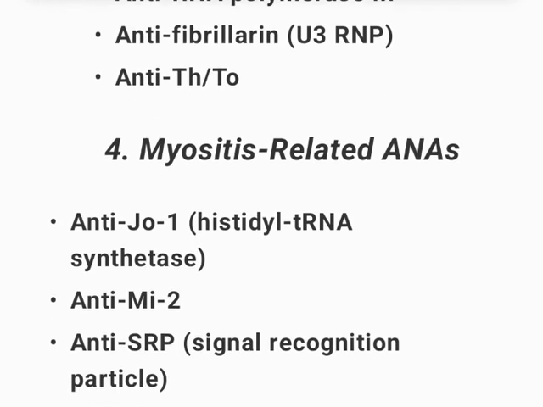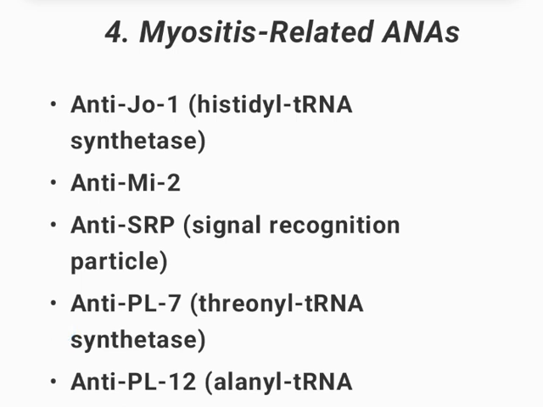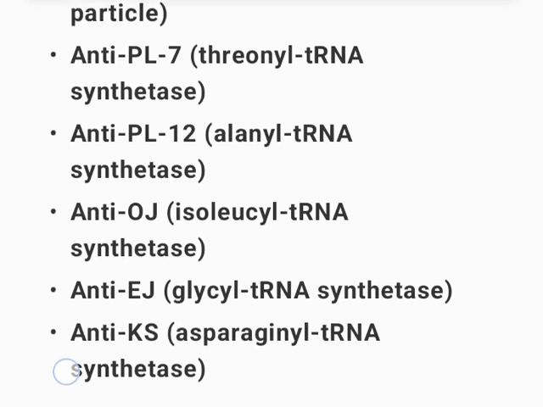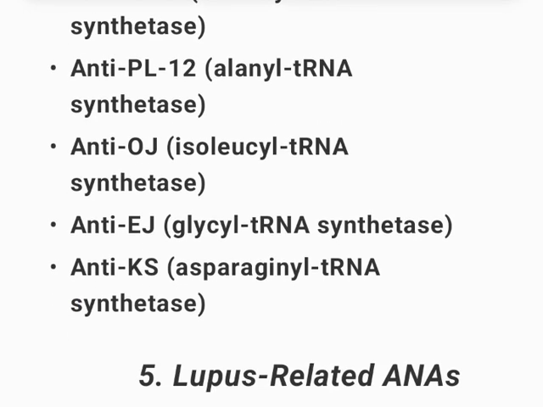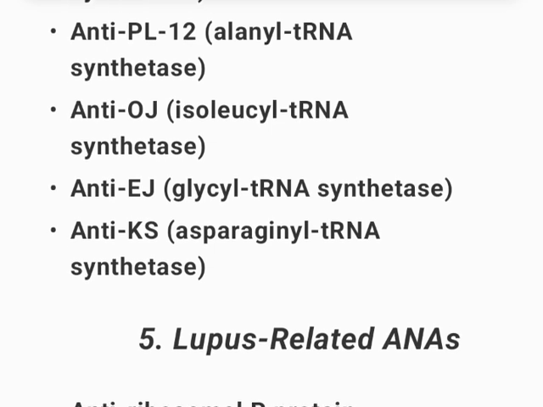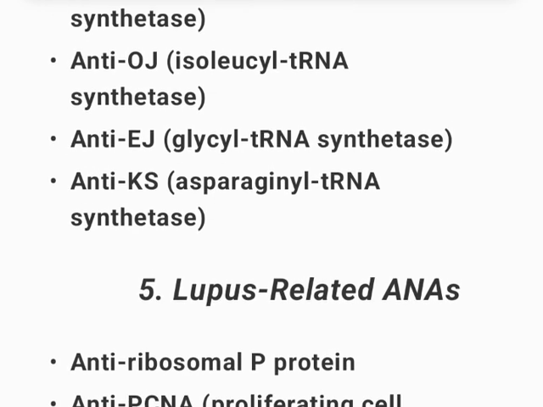4. Myositis-related ANAs: anti-Jo-1, histidyl-tRNA synthetase, anti-SRP, signal recognition particle, anti-PL-7, threonyl-tRNA synthetase, anti-PL-12, alanyl-tRNA synthetase, anti-OJ, isoleucyl-tRNA synthetase, anti-EJ, glycyl-tRNA synthetase, anti-KS, asparaginyl-tRNA synthetase.